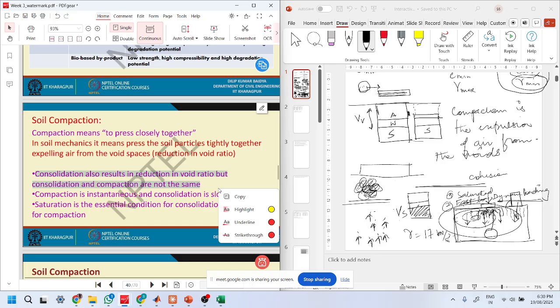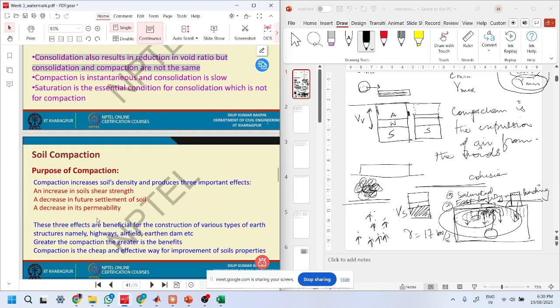And this excess pore water pressure dissipates and decreases until it becomes zero. Excess pore water pressure is different from pore water pressure. So the excess pore water pressure becomes zero.